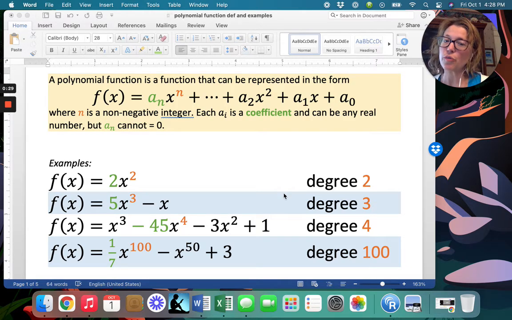When we talk about the degree of a polynomial, here are some examples of different polynomials. The degree is the biggest exponent. So even if it's out of order, like this one, it's not necessarily the first one, it's the biggest one. This is degree 4.